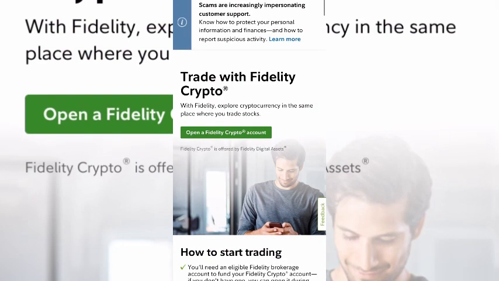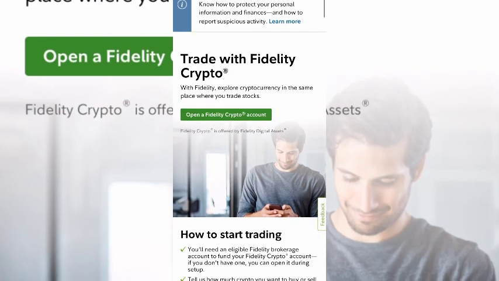In this video, we'll dive into the best ways to fund your Fidelity Crypto account. So let's dive into it. Funding your Fidelity Crypto account is simple, but follow a clear process.